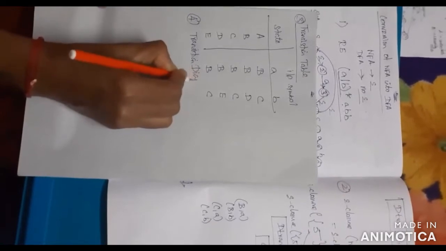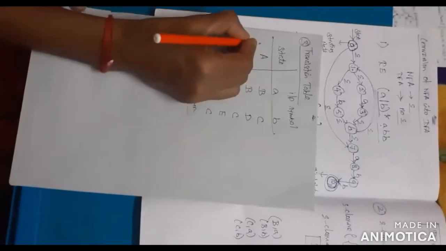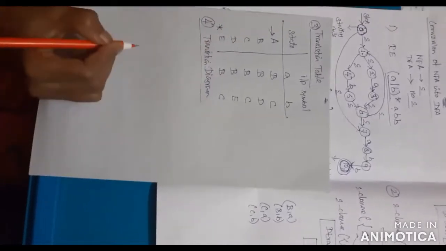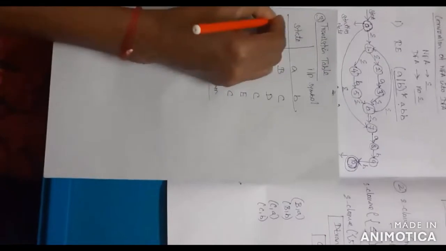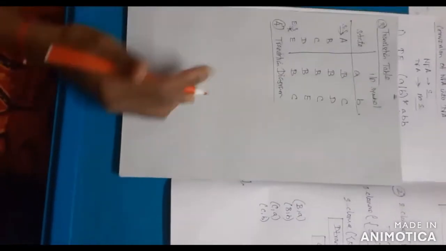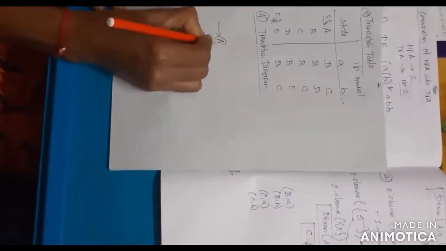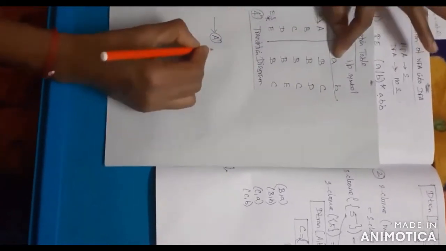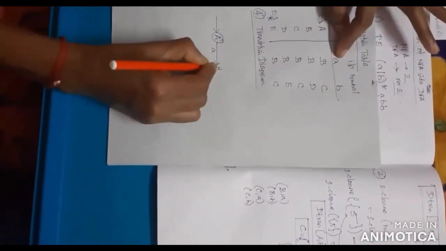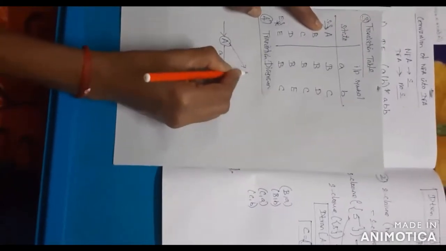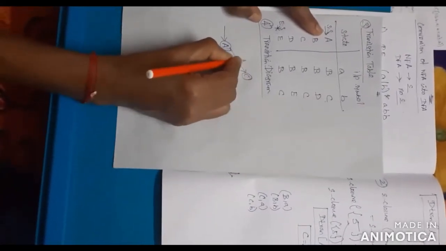Transition diagram. Here, this is the starting state and this is the ending state. The ending states will be indicated here. I am indicating the start symbol. Then you can draw the diagram. How to draw the diagram? State A moves on input symbol small a to state B. Then check A to B, C, where the input symbol is b.